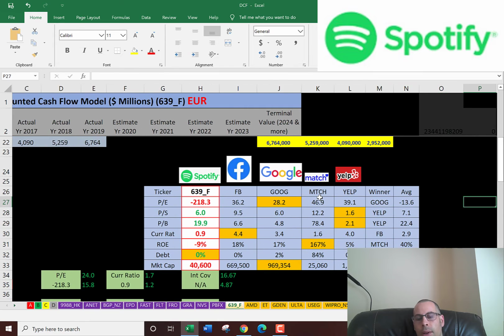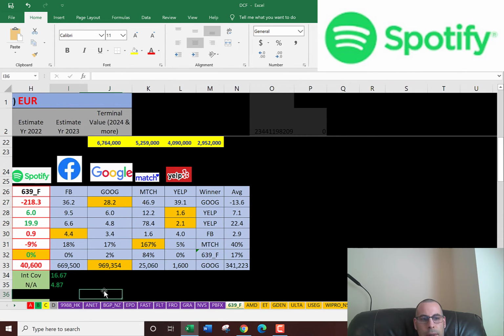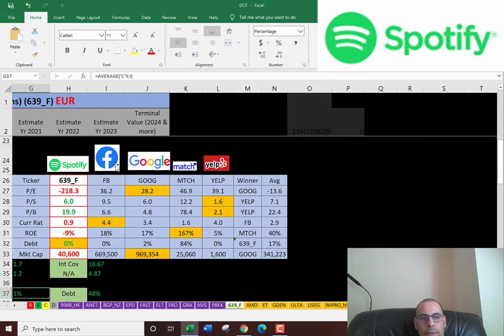The best way to look at ratios is to compare them to similar companies. I did videos on Facebook, Google, Match, and Yelp. They're all in the same industry as Spotify. And Spotify is right here, and if they have a number in green, they're better than the average in the industry. If they're in red, they're worse than the average. They have negative PE, so you can't really look at their PE.